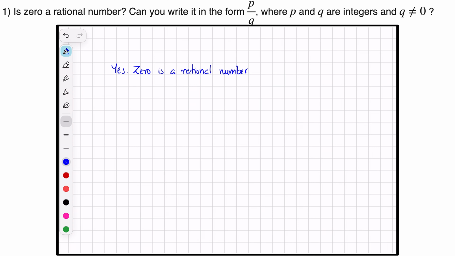So 0 is a rational number. If you have any doubt, we have to quickly recall the definition of a rational number. A rational number will be in the form of p by q, where p and q are integers. So 0 we can write in the form of 0 by 1, right? In this case, this is an integer, this is also an integer, and the denominator is not equal to 0. So 0 follows all the rules which define a rational number. Fine. We move to the next problem.